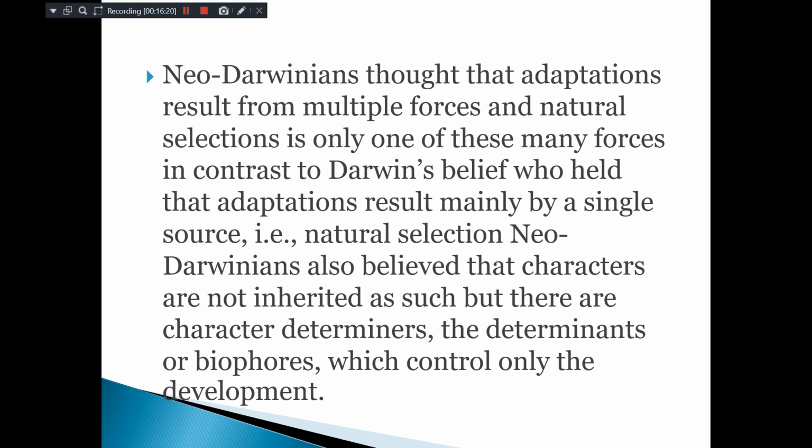And even neo-Darwinians thought that whatever adaptations an organism developed is the result of multiple forces, and natural selection is one such force. They never denied the role of natural selection in speciation, but they suggested that any organism which adapts to the nature is selected by the nature. But what they suggested was that adaptation to the nature is the result of multiple forces. Natural selection may be one such force.